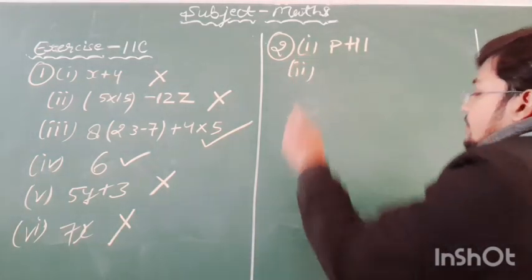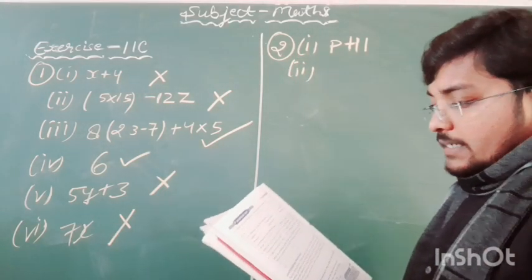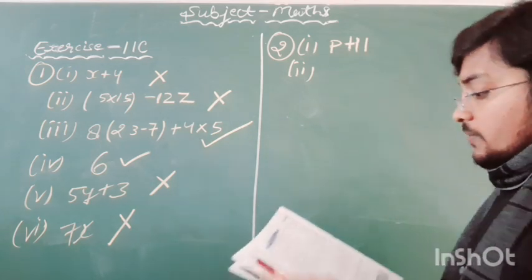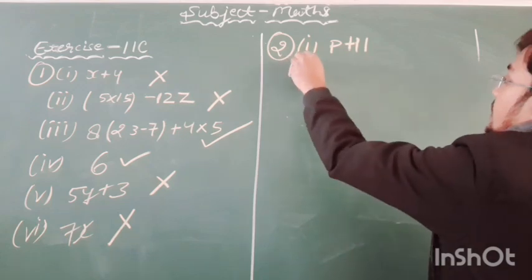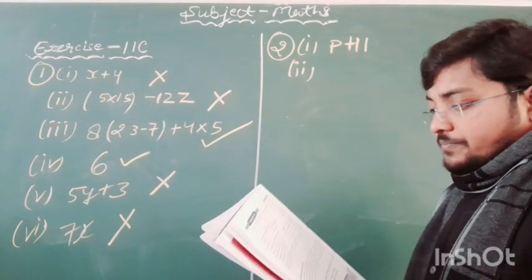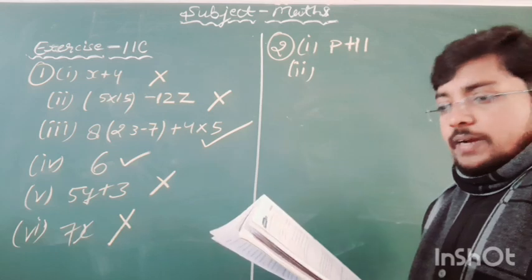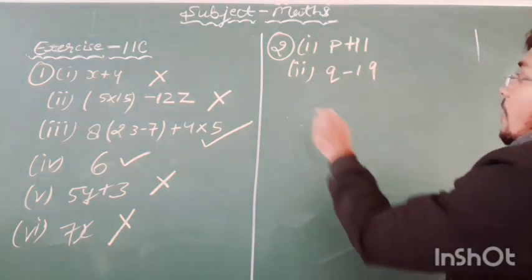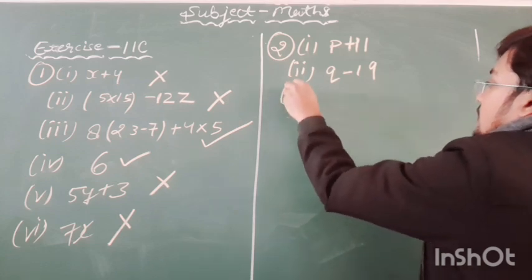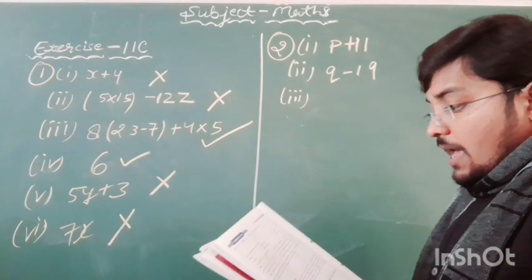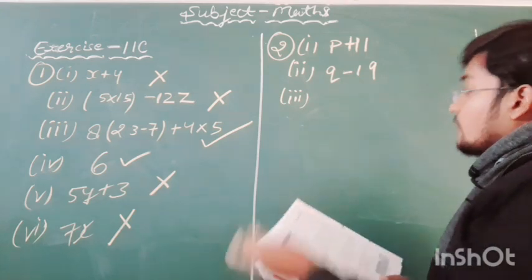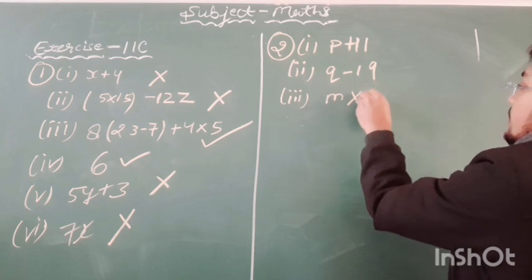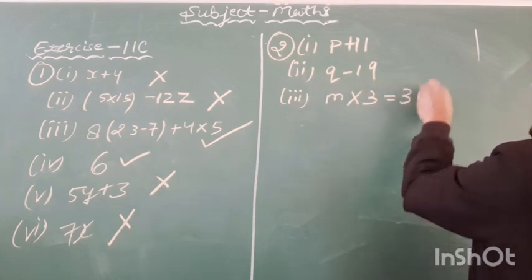Second is 19 subtracted from q. 19 subtracted from q means the difference of q and 19, which is q minus 19. Third is m multiplied by 3, so its expression is m multiplied by 3, which is 3m.